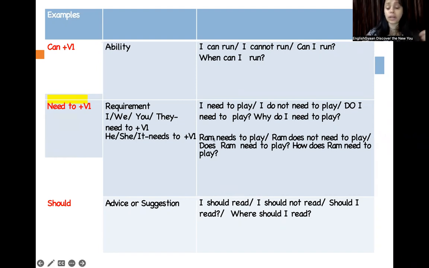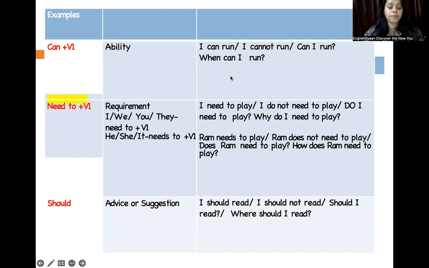When you talk about the third person, for example, if there is a boy, so with he, she, it, need will become needs. He needs to write an email. She needs to write an email. So with he, she, it, need will become needs. But the verb will always be of the first form. करने की जरूरत. Compulsory नहीं है.